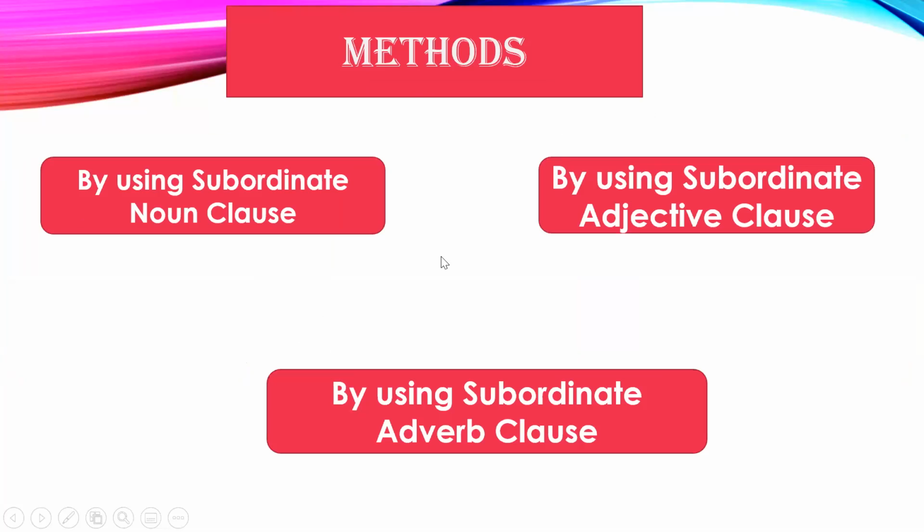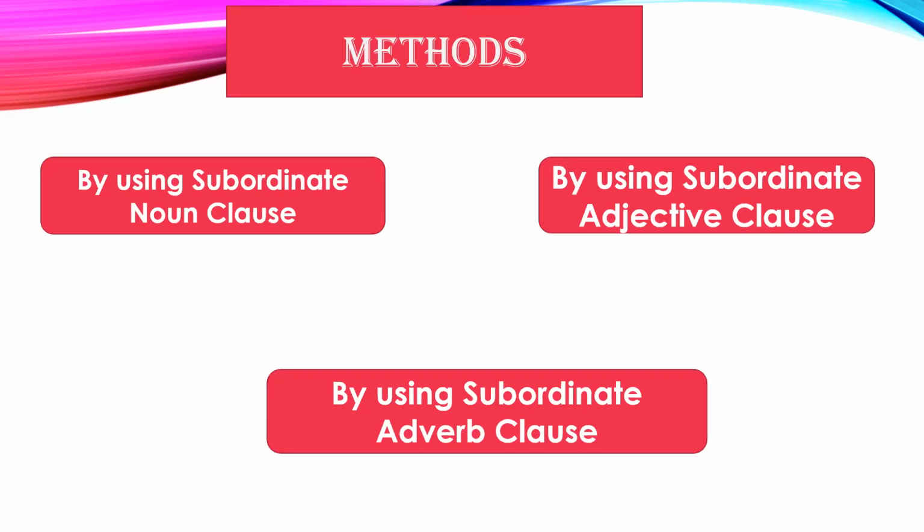Now, there are three ways by which you can synthesize or combine two simple sentences into a complex sentence by using a subordinate noun clause. If you remember the chapter on clauses, we had discussed the noun clause. A noun clause can be used as the subject of the sentence, as the object of the sentence, as object to the verb, subject to the verb, or object to a preposition.